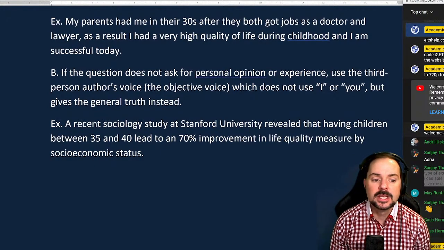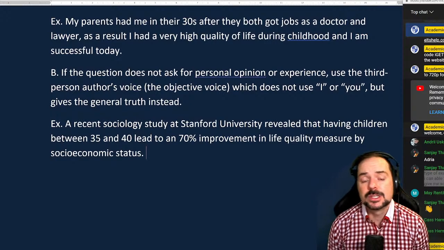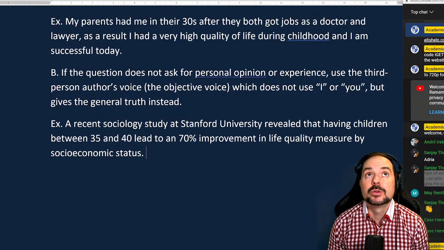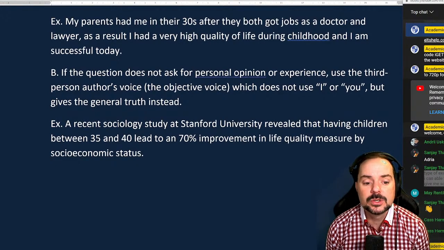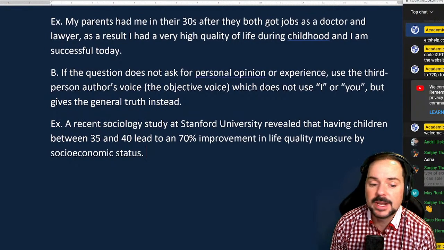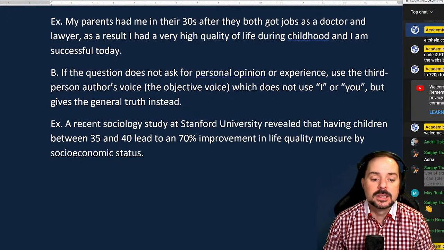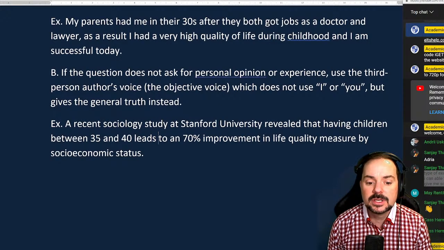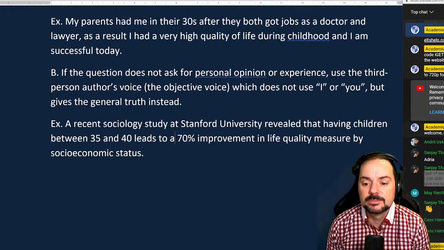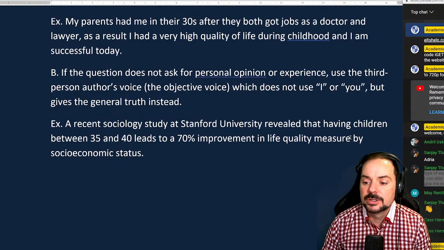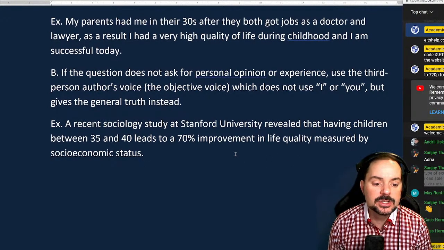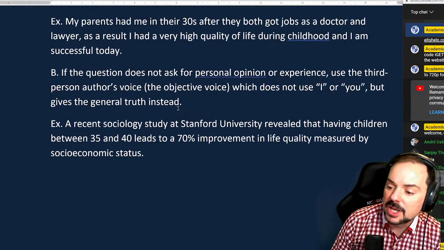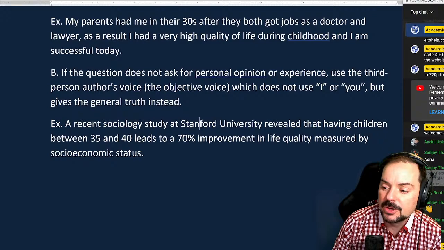So again, students, while I'm giving you answers in these examples, if you're catching new words, make sure to write those down. So a recent sociology study at Stanford University revealed that having children between 35 and 40 leads to a 70% improvement in life quality measured by socioeconomic status. And then there you go. Sanjay, I hope that answers your question. Let me know if that's clear.